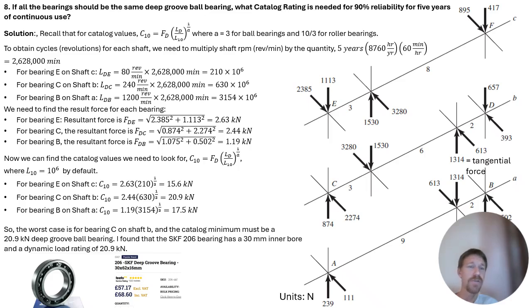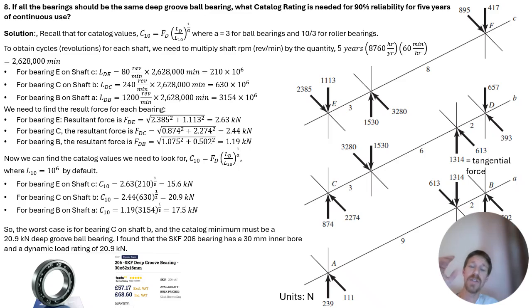So in the first shaft, shaft A, if we need 1200 RPM, multiply that by 2,628,000, that's 3,154 times 10 to the 6th revolutions. And you see I calculated shafts C, B, A there, so they go in the order from top to bottom: 210 times 10 to the 6th, 630 times 10 to the 6th, and 3154 times 10 to the 6th.